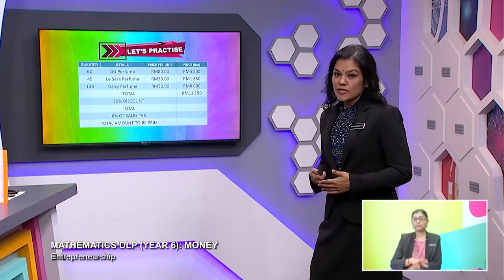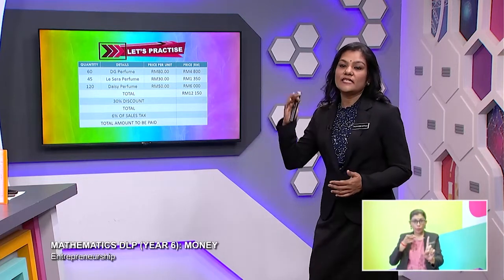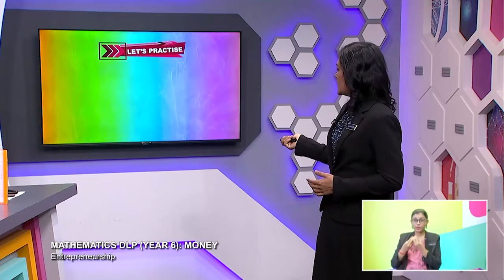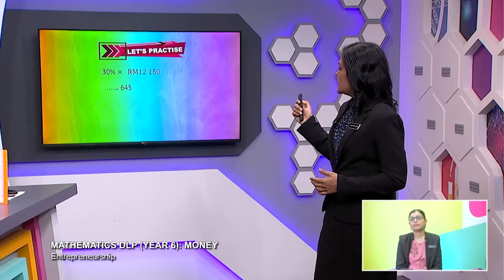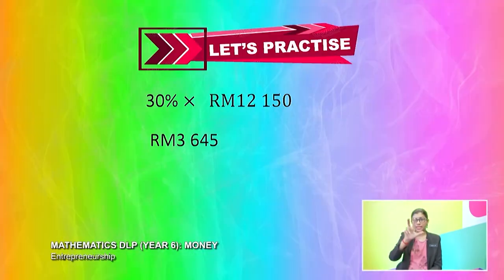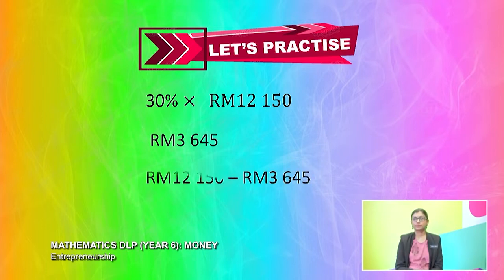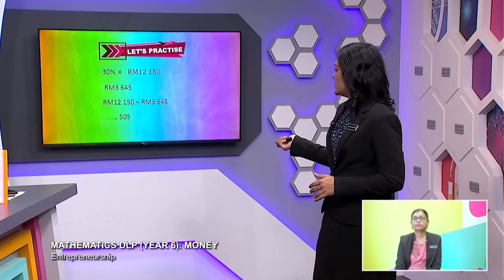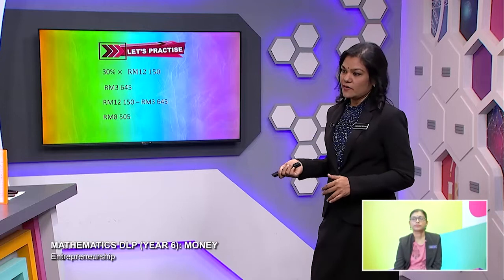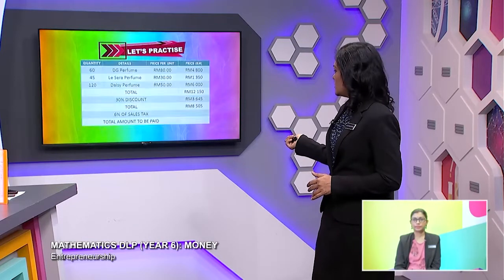So what must we do here? Discount means you deduct. First you find that 30%. To find the 30%, 30 over 100 times the total 12,150, you will get 3,645. Then you minus that 30% from the total, or you can calculate vice versa: you take the 70% straight away and you will get 8,505.